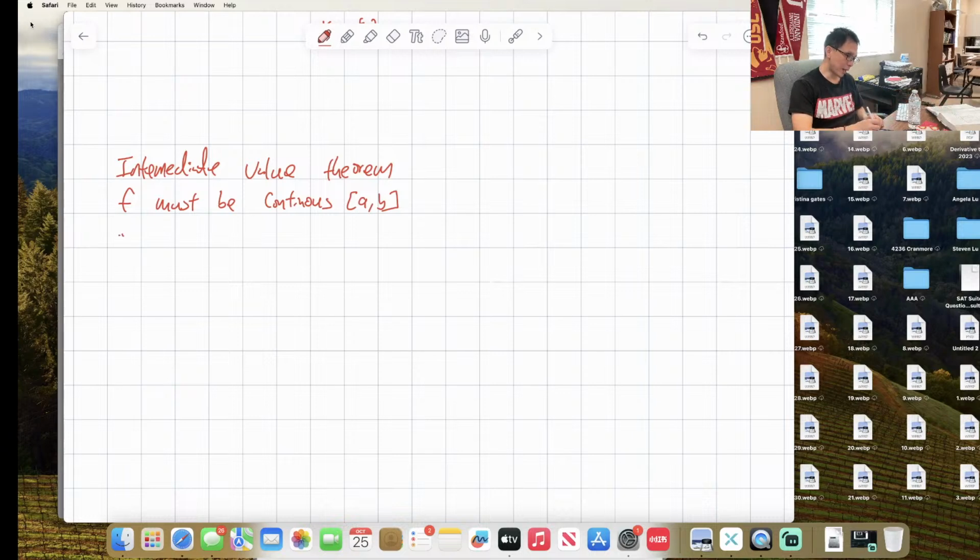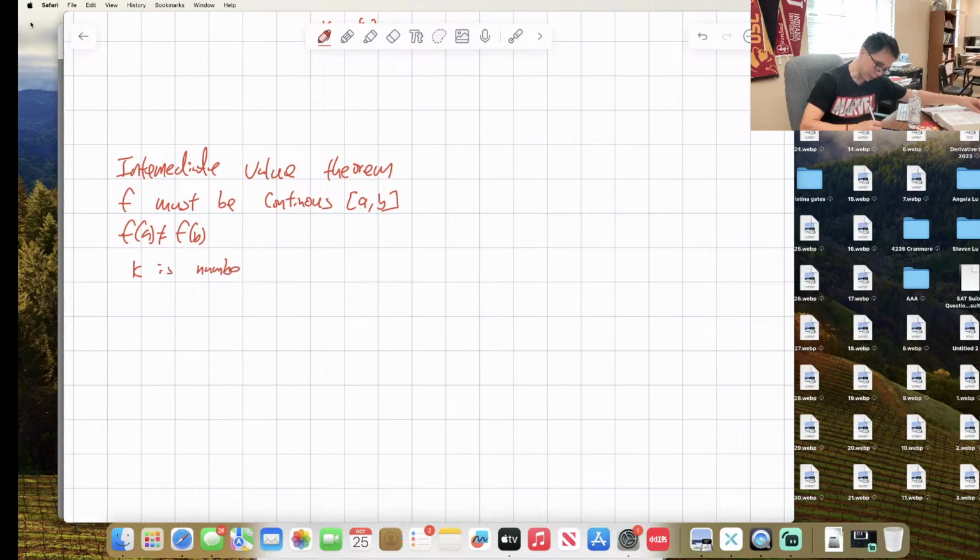And this one is actually weird. f(a) does not equal f(b), because they have to have a different height in order for the intermediate value theorem to work. So let's review this, and I'm going to go back and look at its actual definition because I'm going to write it better. And k is a number between f(a) and f(b). That's why they cannot be equal to each other. If they're equal, you don't have a number in between.